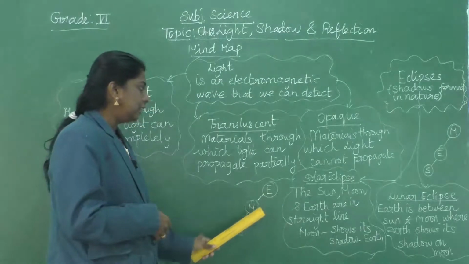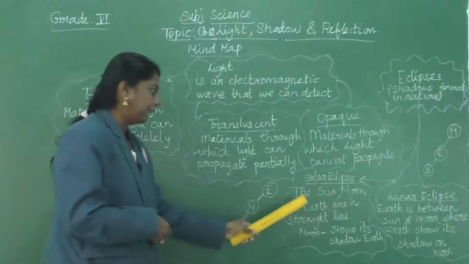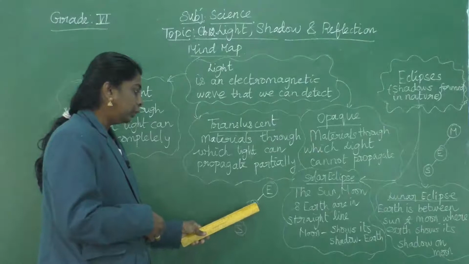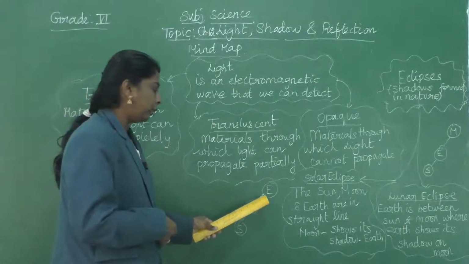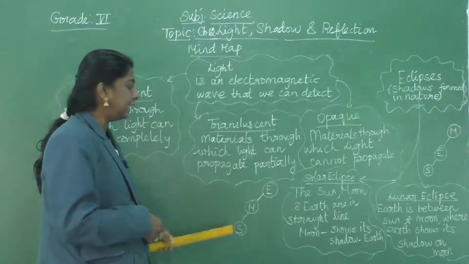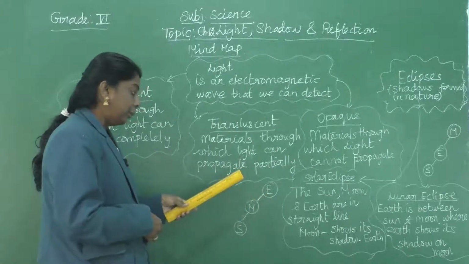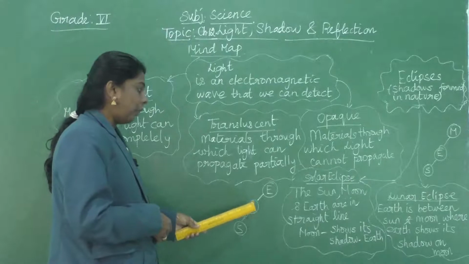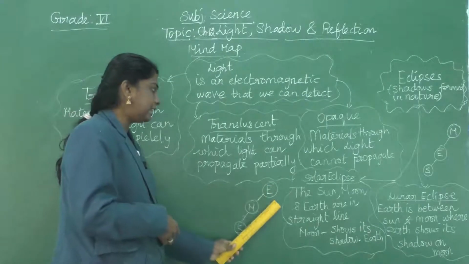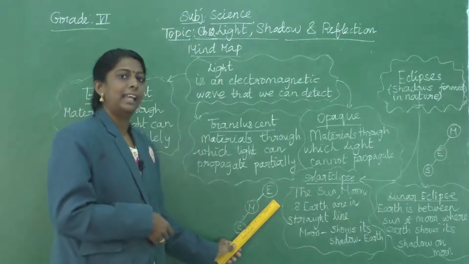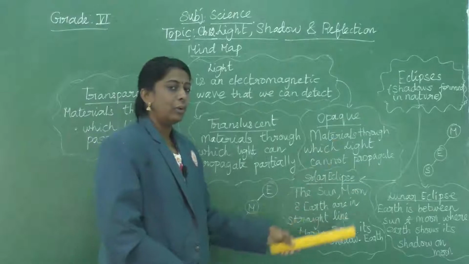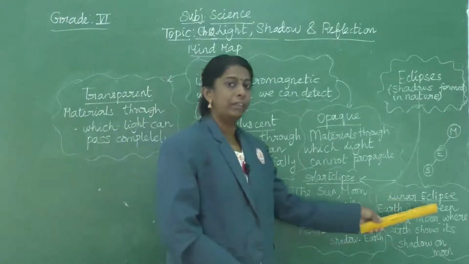Here the sun, moon and earth are in a straight line, where the moon shows its shadow on the earth. When the moon is coming in between sun and earth, and when the moon casts its shadow on the earth, that is said to be a solar eclipse. Clear children?